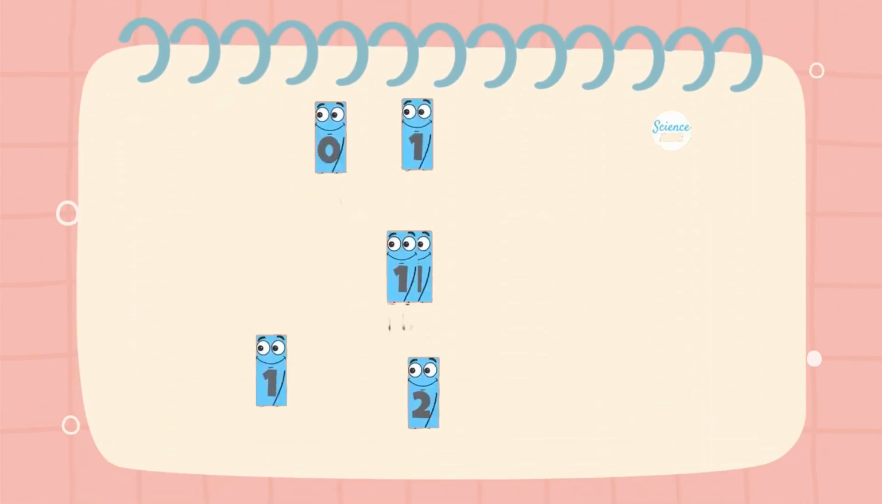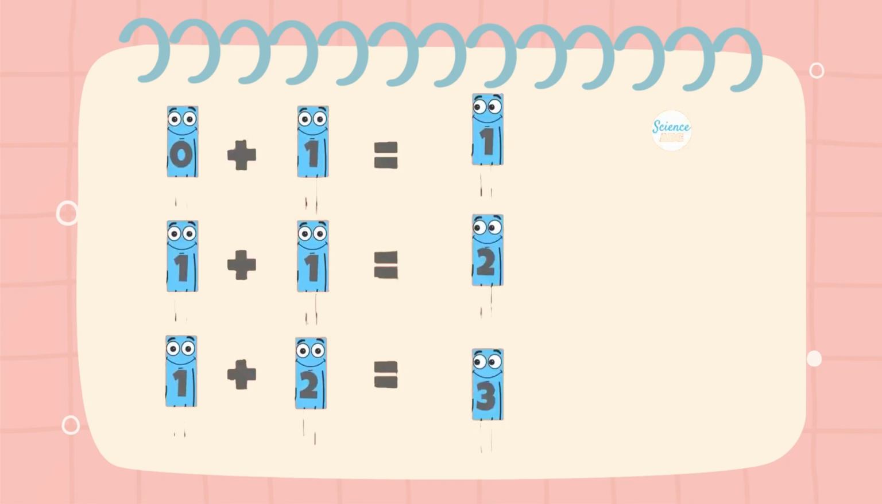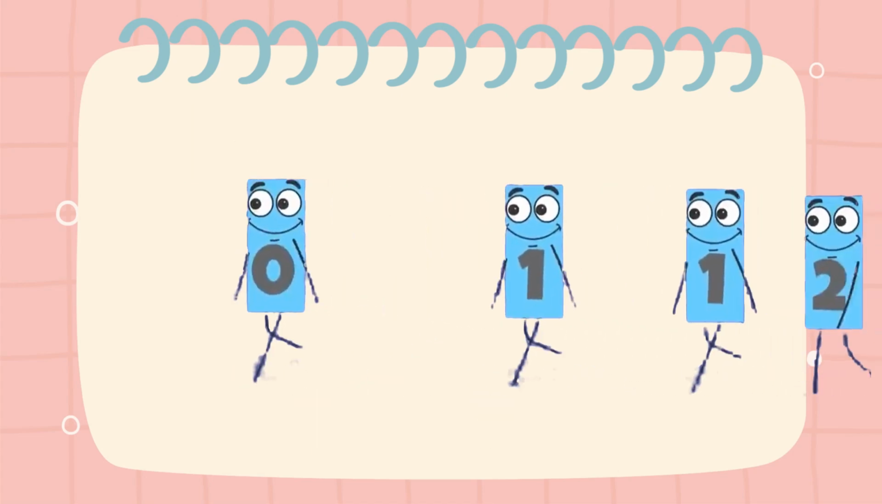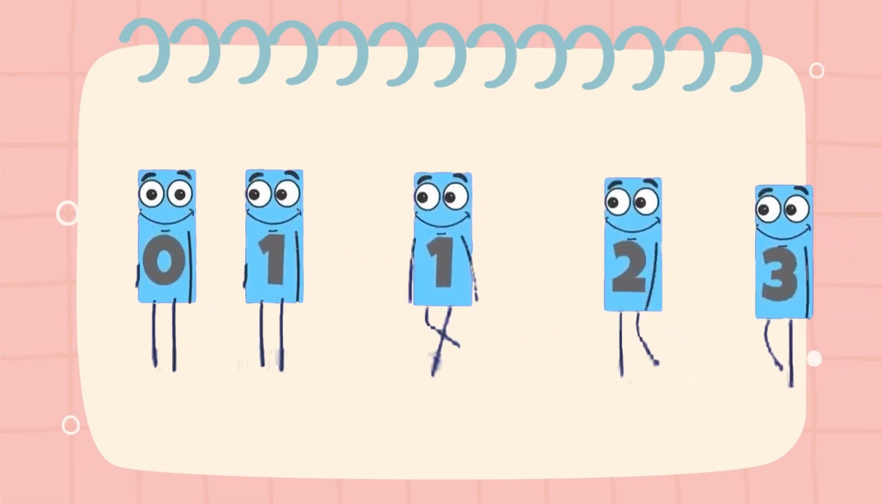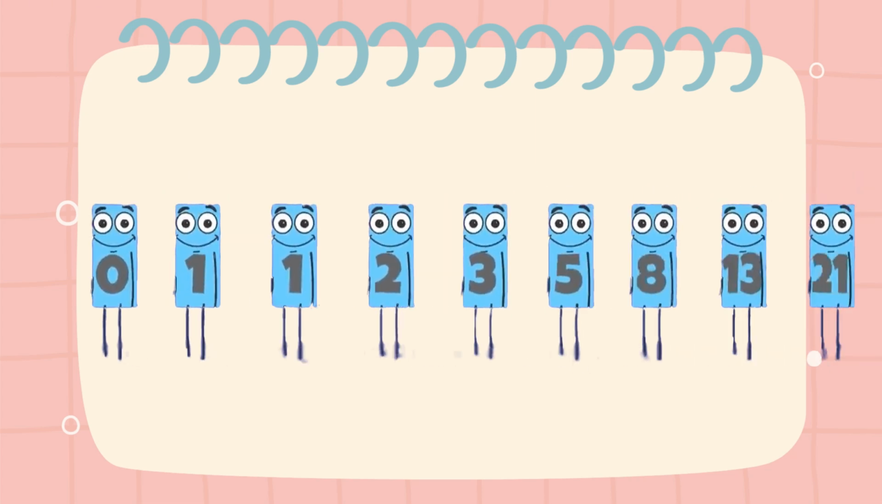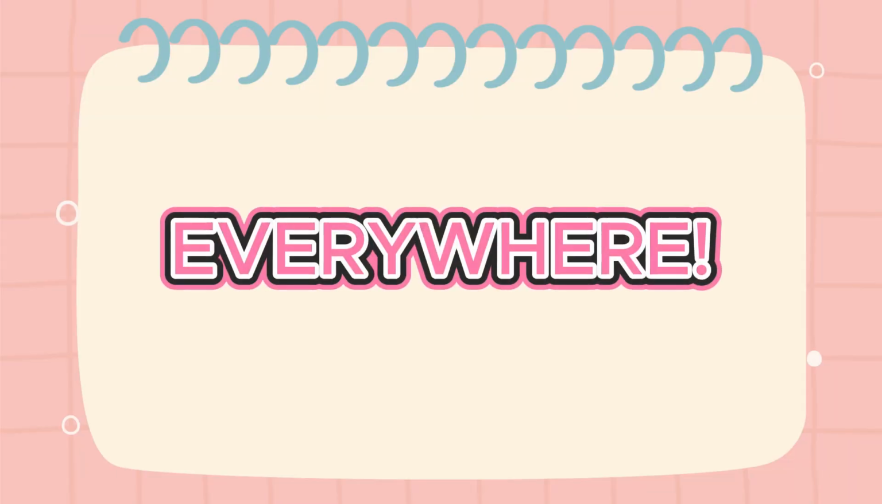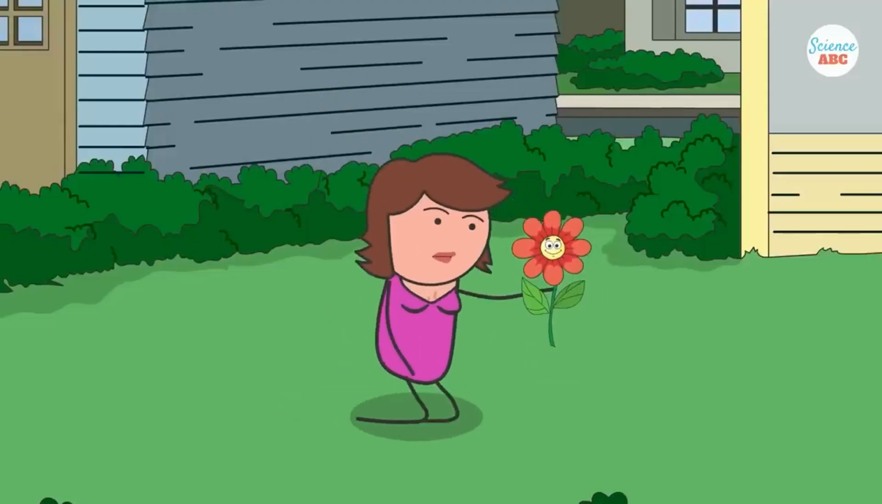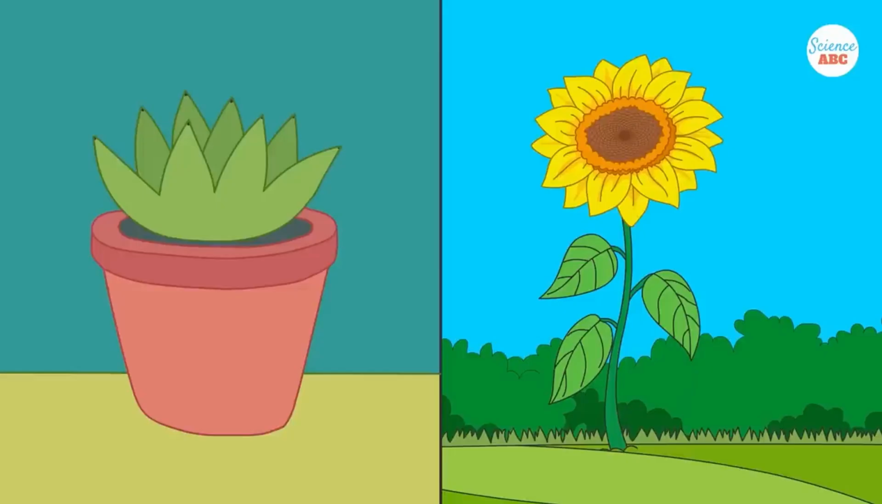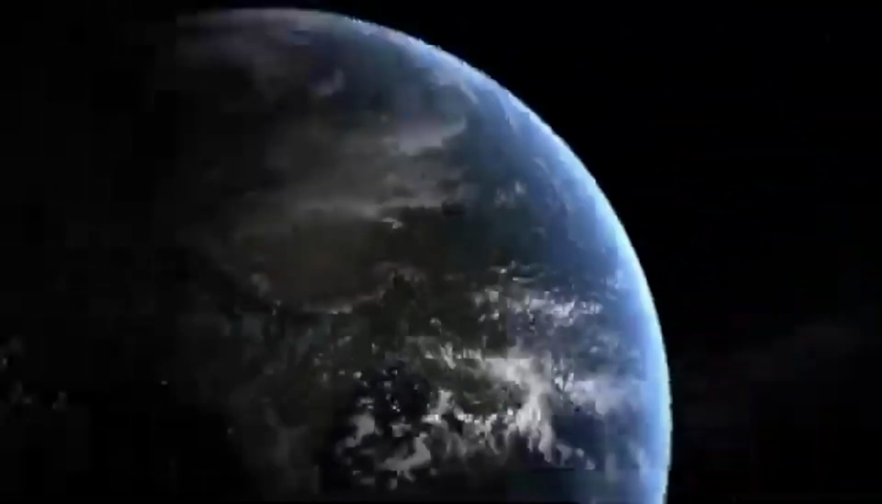Now, let's talk about one of the coolest patterns in nature, the Fibonacci sequence. It's simple. You start with 0, then 1, and each number after that is the sum of the 2 before it, like this: 0, 1, 1, 2, 3, 5, 8, 13, and so on. The crazy part? This sequence is everywhere in nature. From the number of petals on a flower, to the spiral shapes in shells, and even galaxies in space.